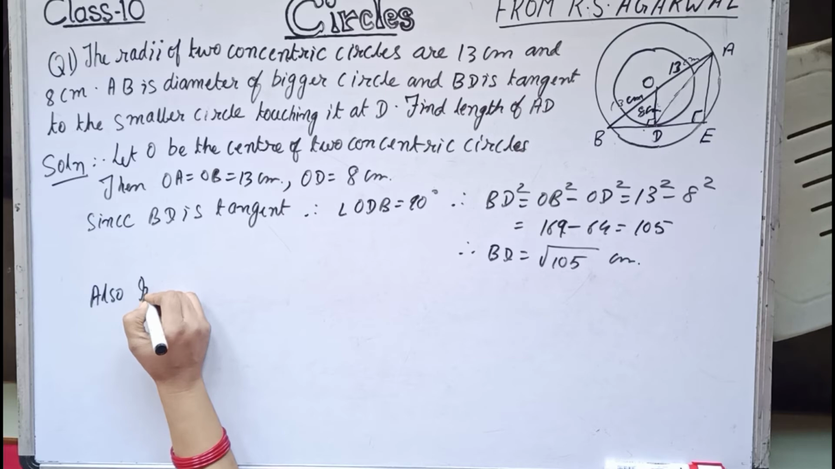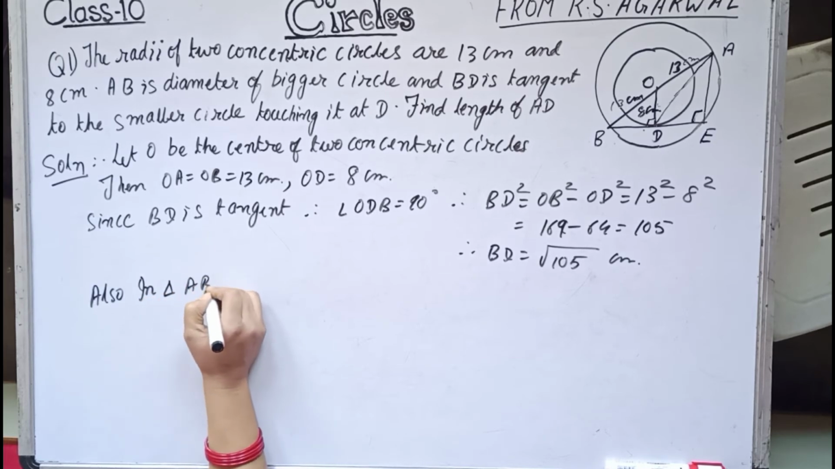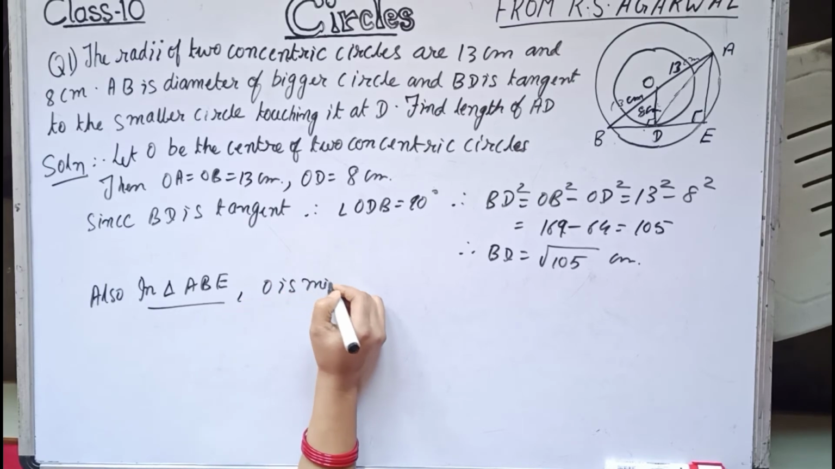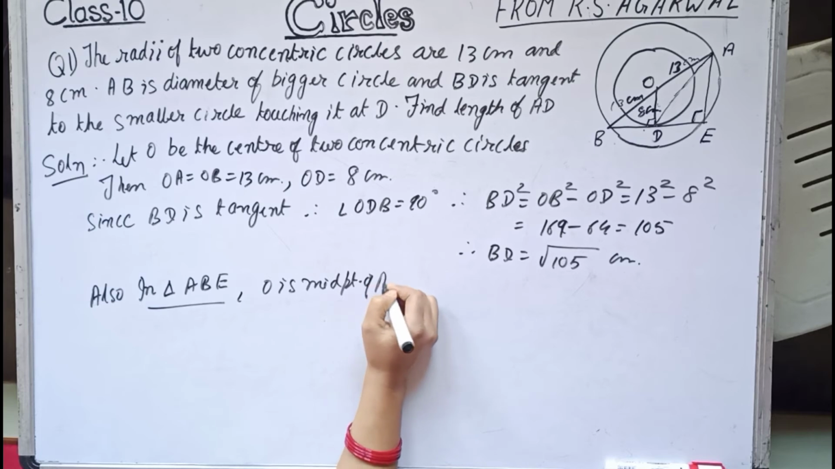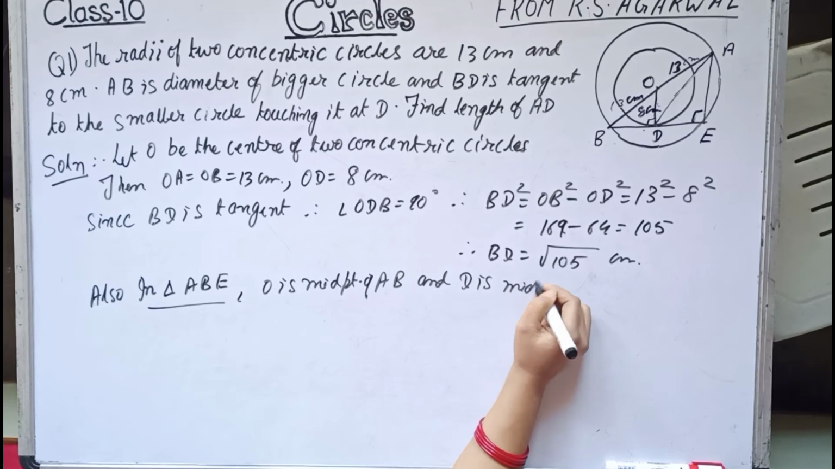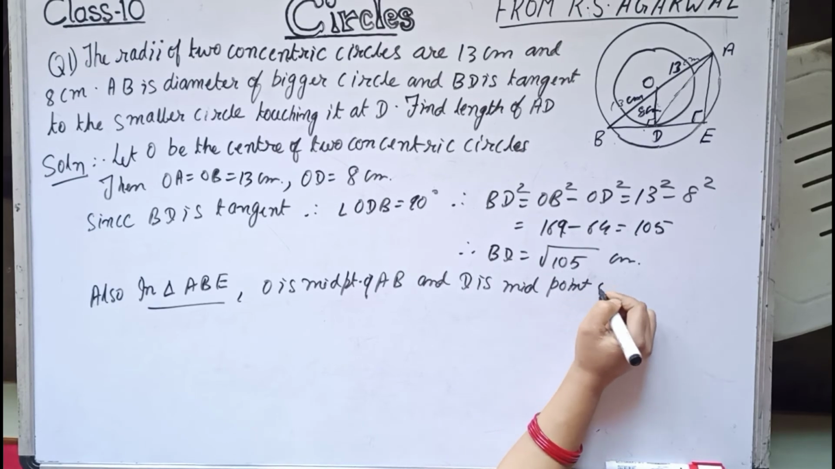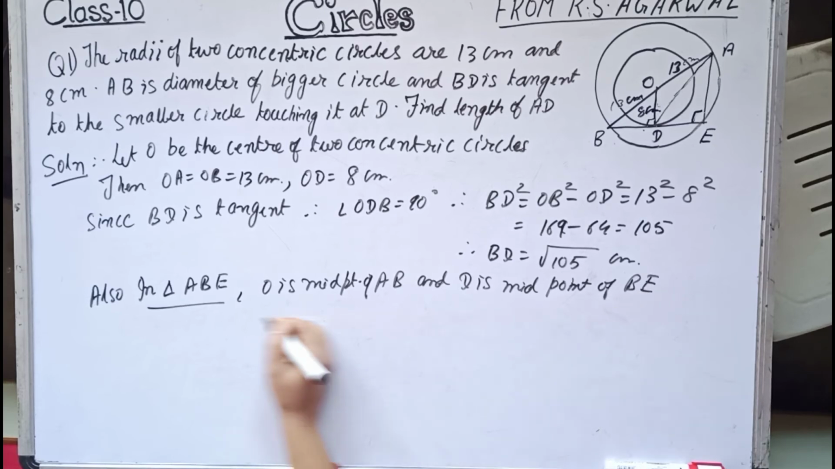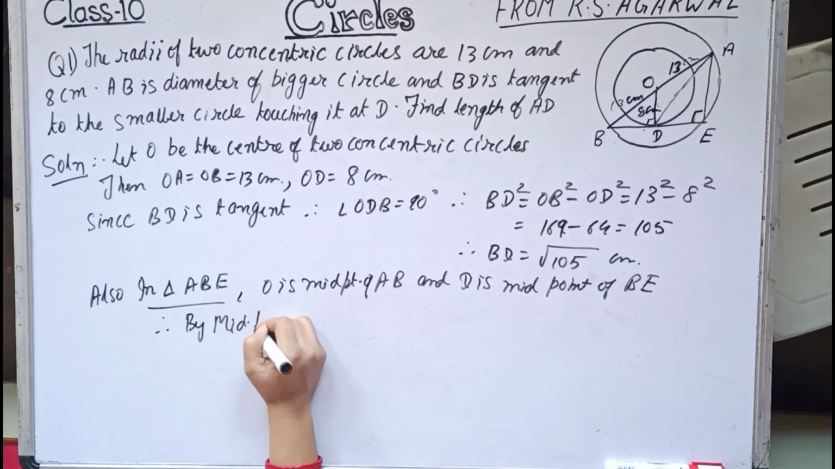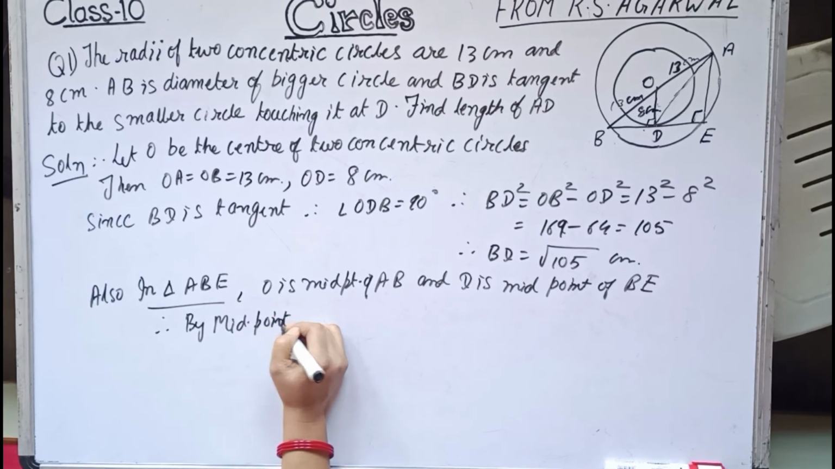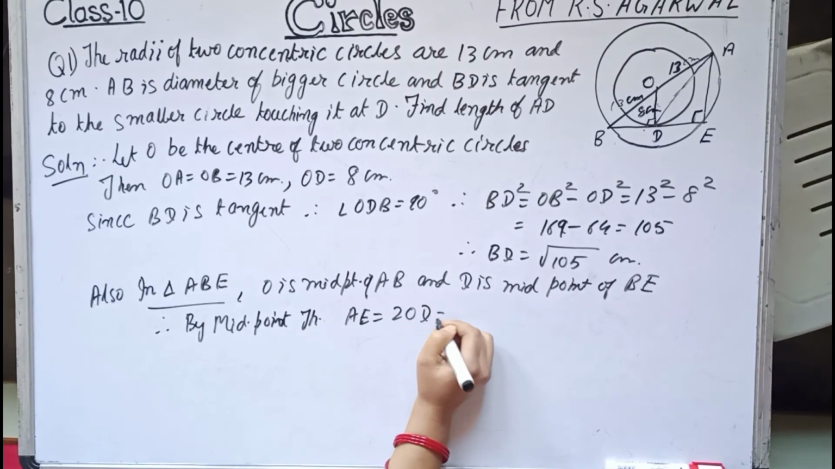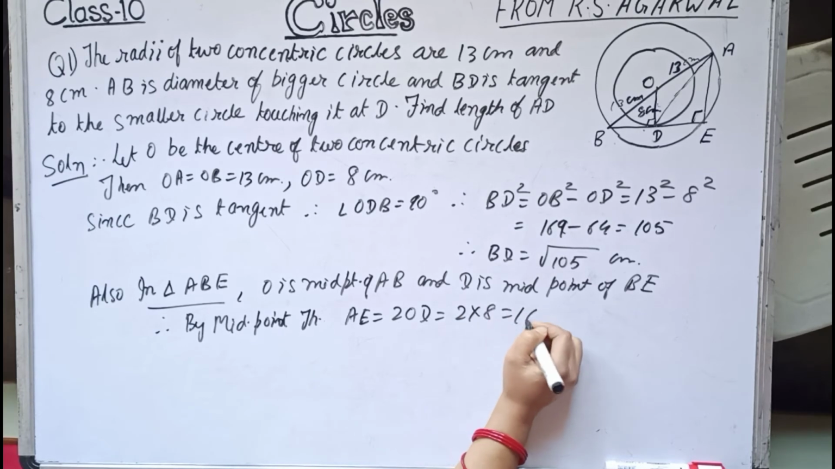Also in triangle ABE, O is midpoint of AB and D is midpoint of BE. Therefore by midpoint theorem, AE equals to twice of OD equals to 2 into 8 equals to 16 centimeter.